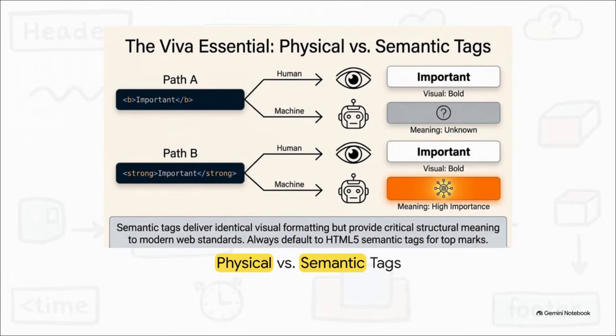If you follow path A and wrap the word important in a physical B tag, yeah, it makes it bold for a human, but it leaves a search engine crawler or a screen reader completely in the dark. The actual meaning is empty. But if we take path B using the semantic strong tag, the visual result is exactly the same, but now we are directly communicating high importance to the machine. That right there is the power of semantic formatting.